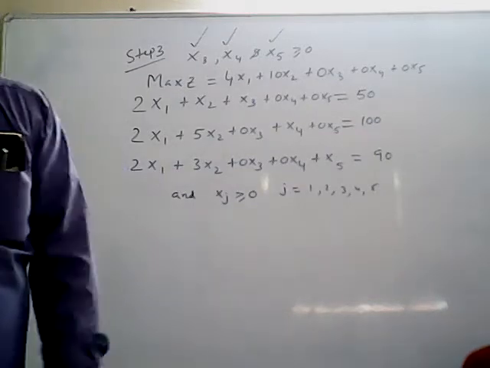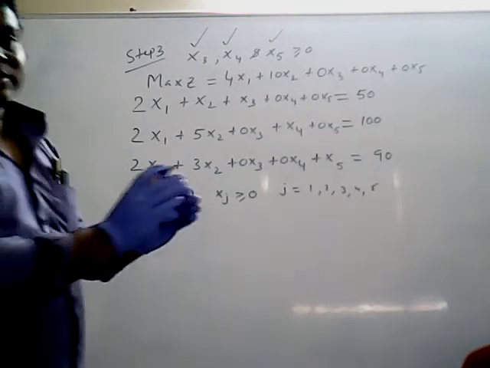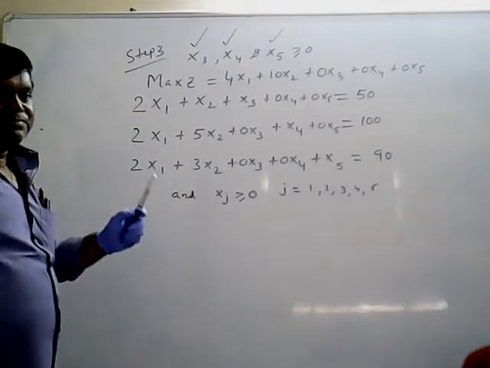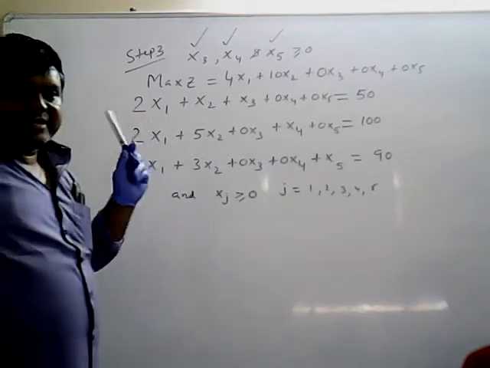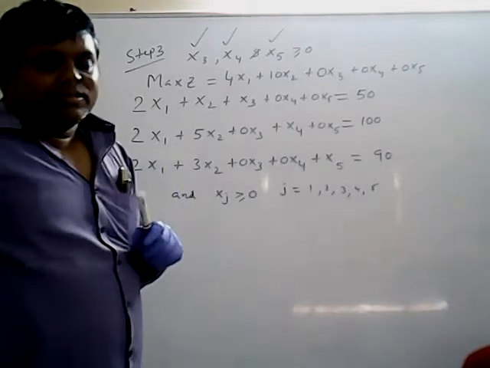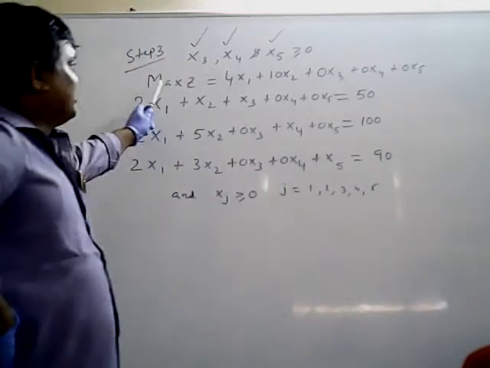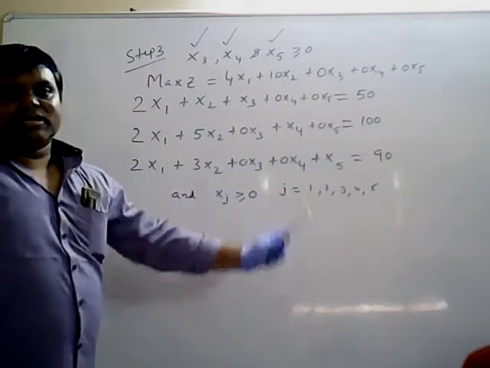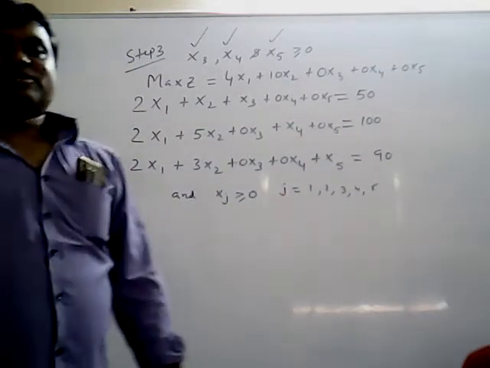So this is step number 3. Still it is not completed. What is step number 3? You have to make the LP into a standard form. Standard form means the objective function is maximization, constraints are equal type, and decision variables are non-negative. So how will you make the LPP into standard form?